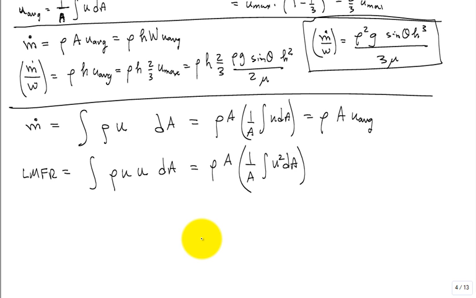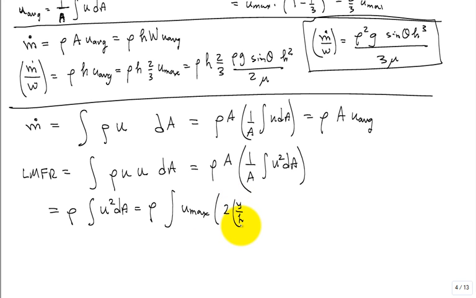Okay. So how do I make this integral? Let me just do it this way. Rho, the integral of u squared dA. Okay, that's rho times the integral of u max. My equation was 2 times y over h minus y over h quantity squared, and that's u max squared. The dA is going to be h, no, not h, w dy, and you're integrating y from 0 to h. 0 to h. Did that make sense?